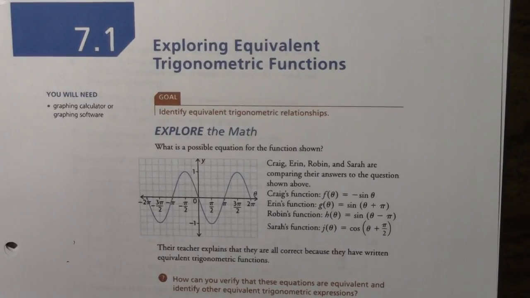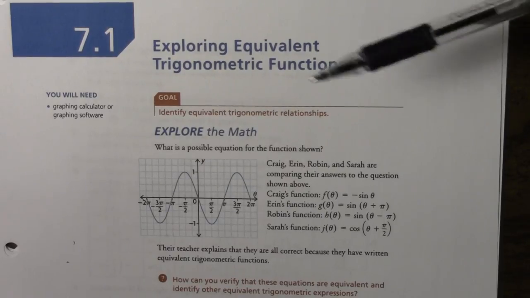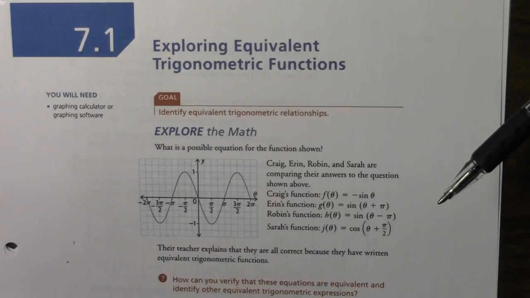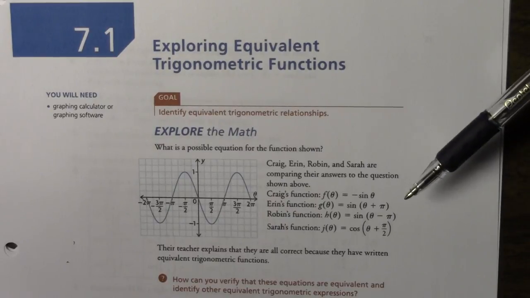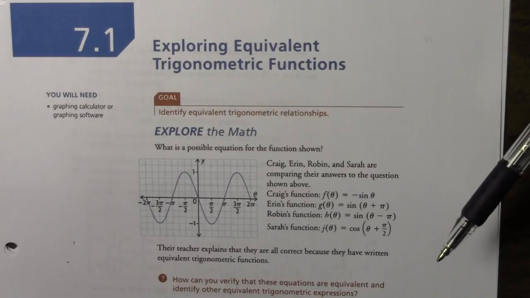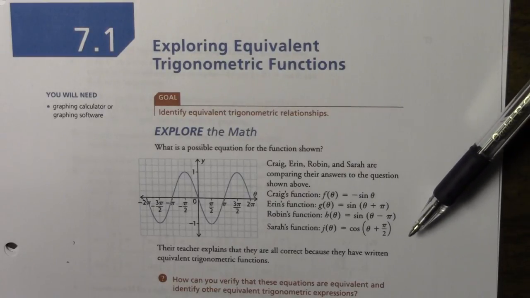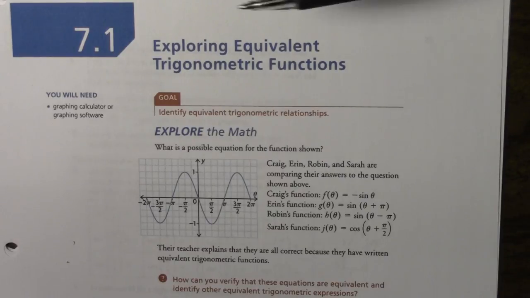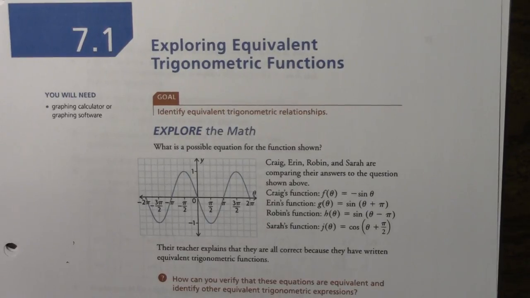Okay, 7.1 in your textbooks, we're looking at exploring equivalent trigonometric functions. So we'll start with chapter 7 here. We're using the principles that we've learned in chapter 6, and we're just applying them now to trigonometric functions and creating the basis for the identities that you are familiar with from grade 11. So our goal is to identify equivalent trigonometric ratios.